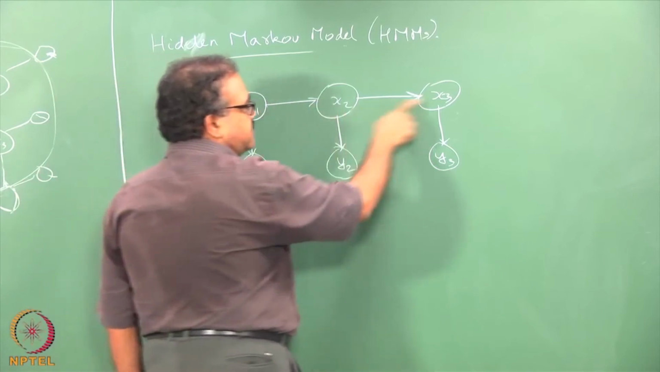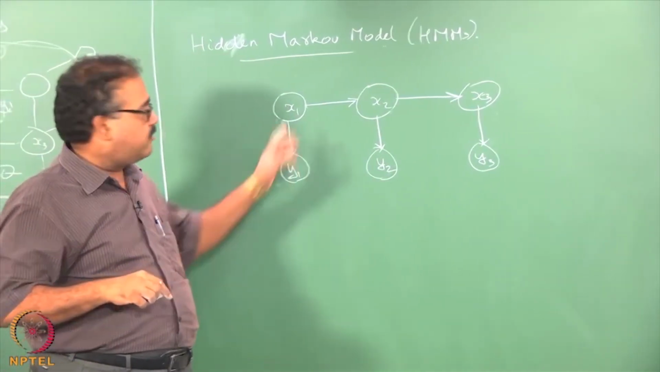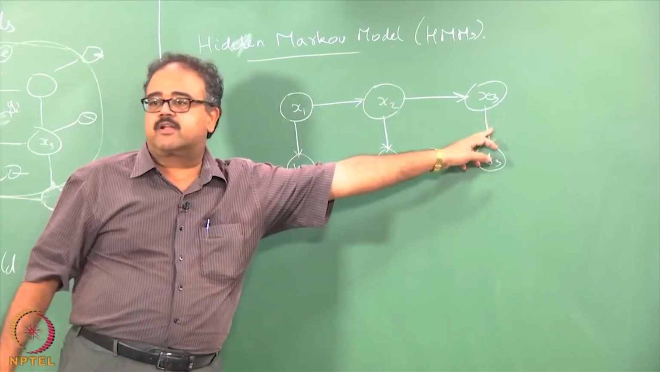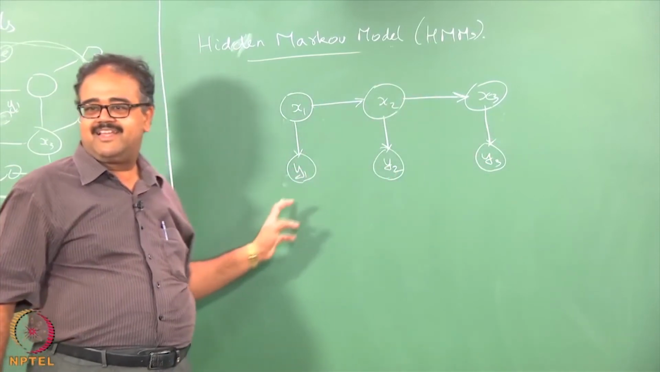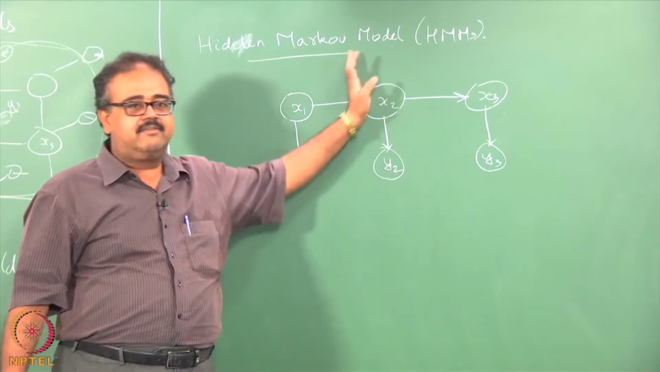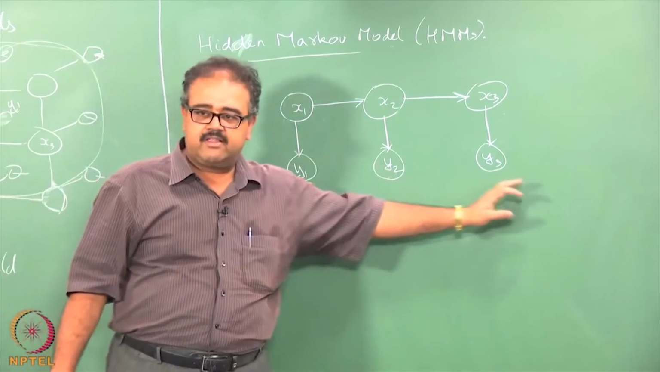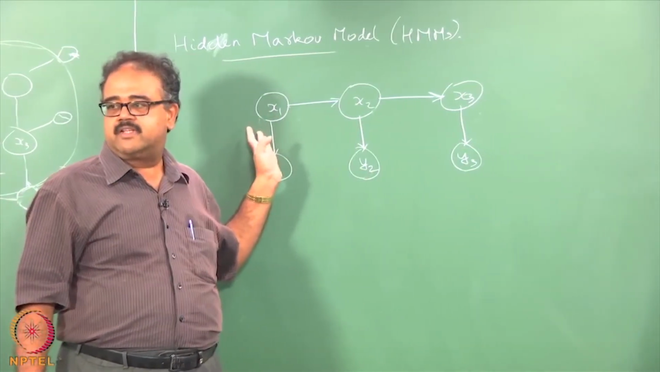So the x's are essentially your labels. You don't know the labels, you don't see the labels, but that part of it is Markov. And whatever you see are the words, and they are influenced only by the labels. That is the assumption you are making.